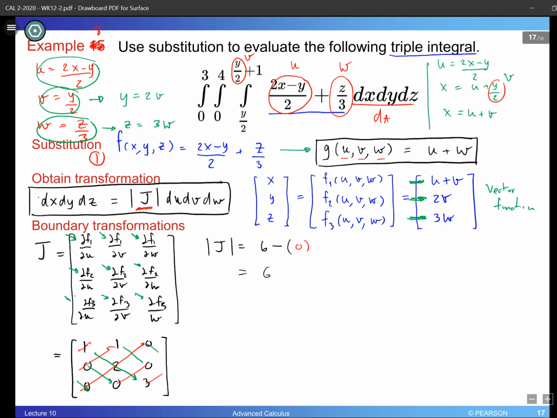And now we have the relation between the original differentials and the new ones. We have dx dy dz equal to the Jacobian determinant, which we just found to be 6, times du dv dw. So we need this. Let's put a box around this one.